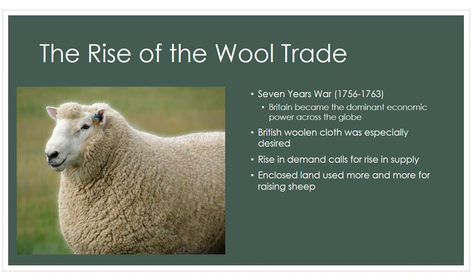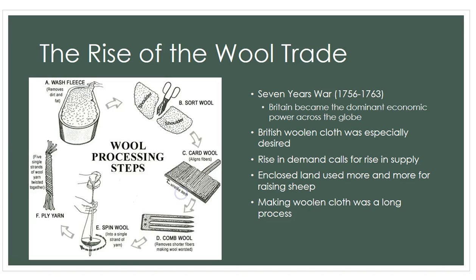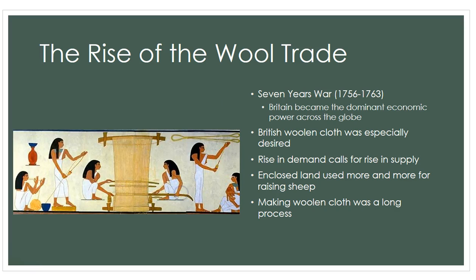So they're using more and more of this land to raise sheep, but raising more sheep really only answers the need for supply of more raw wool. People still needed to turn that raw wool into cloth. And that was a long process that involved washing it, combing it, spinning it, weaving it, and dyeing it. So it's a pretty involved process that really hadn't changed much from the earliest days of civilization.